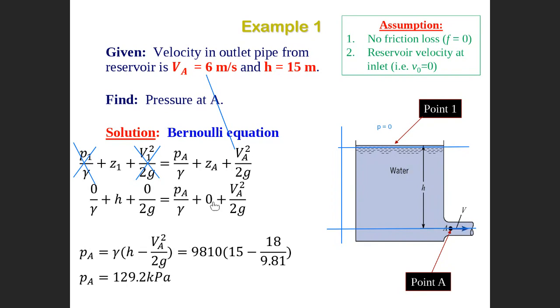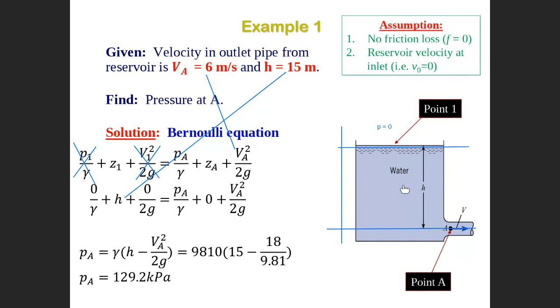So finally, this is H for Z1 here. You put the reference here, then ZA equals 0. Consider ZA equal to 0, and this one is equal to H. Then H here is 15 meters. We know that H equals 15 meters. So from this equation, pressure equals gamma H minus V squared divided by 2G.